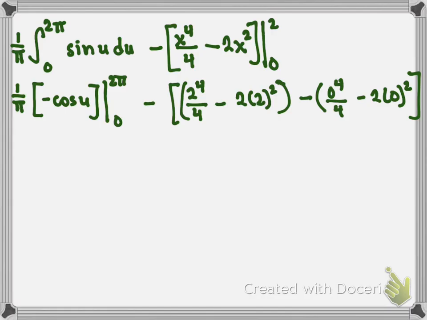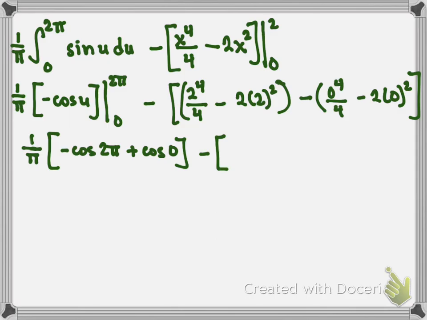So let us complete the first half. That's just, why did I put a negative sign? 1 over pi, and I'll subtract negative cosine of 2 pi minus negative cosine of 0. And then I'll simplify this second term. This one is 2 to the 4th is 16 over 4 minus 2 squared is 4 times 2, that's 8, minus 0. Okay, that's just 0.